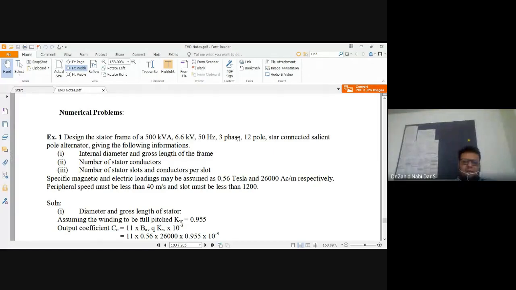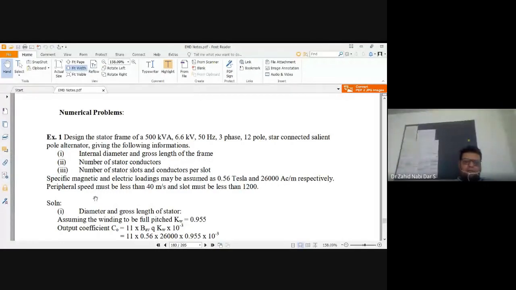Okay, now this is three phase. Number of poles P, I will write down 12. So everything is given: internal diameter and gross length of the frame. Giving the following information. See, what is it expecting us to calculate? The number of stator slots, conductors per pole. So what is given: specific magnetic loading, this is BAV, he has given 0.56 Tesla, and specific electrical loading, the value of AC is given.